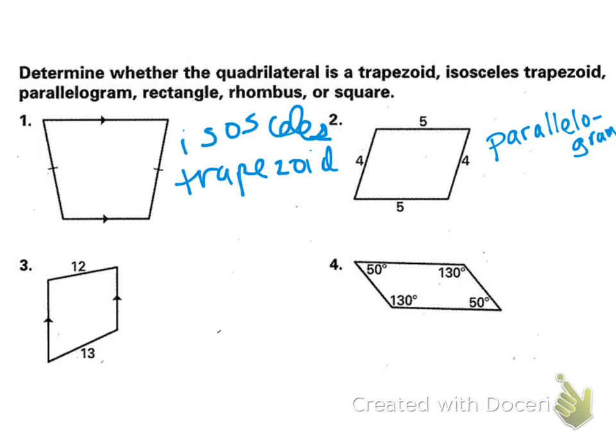All right, number 3, what are we thinking? I see one pair of parallel sides. One pair of parallel sides leads me to... Nope, can't be a rhombus because the sides aren't all congruent. Other thoughts?